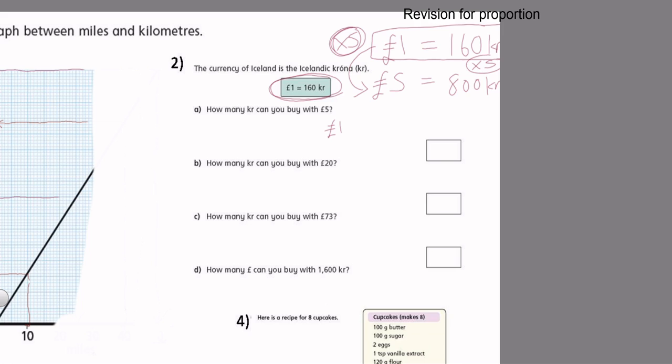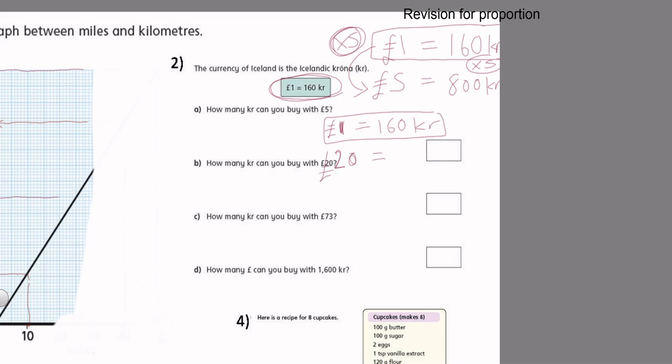Just write £1, it's the same as 160 krona. I just want to start again. Okay, that's my exchange rate, that's given to me. Now I want to change £20 into kronas. Right, what do I do to this one to get a 20?